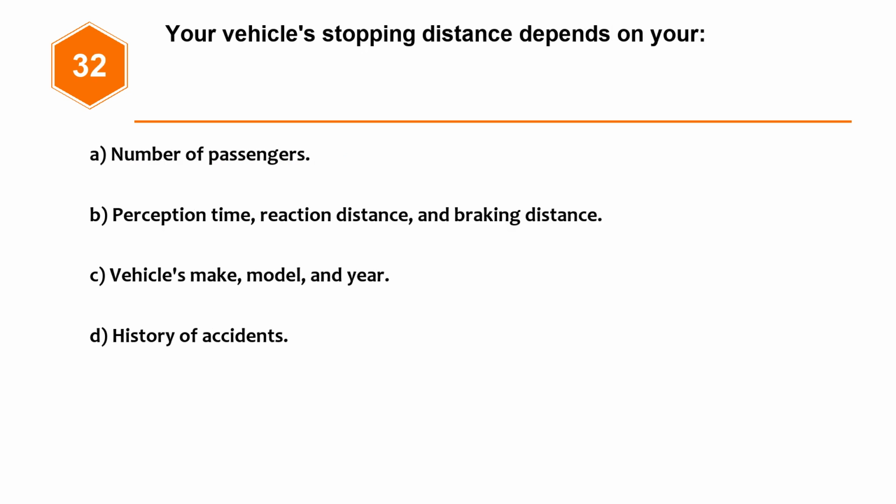Question 32. Your vehicle's stopping distance depends on your Option A, number of passengers. Option B, perception time, reaction distance, and braking distance. Option C, vehicle's make, model, and year. Option D, history of accidents.